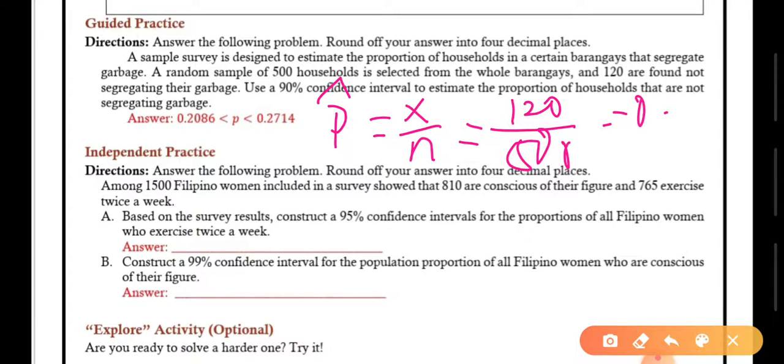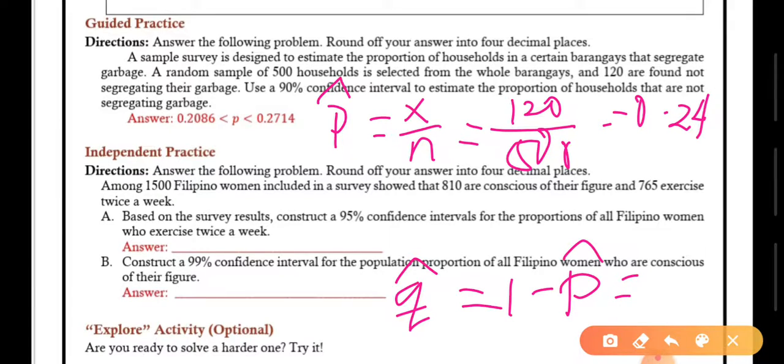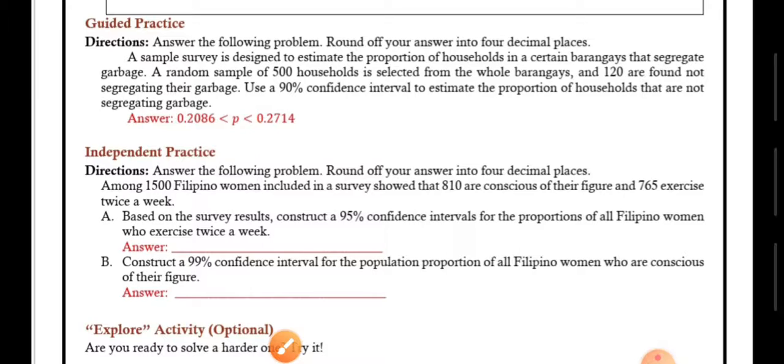Your answer is 0.24. Therefore, our Q hat, 1 minus P hat, is going to be 0.76. So remember, 0.24 and 0.76. Okay, so we have to look at the table. Our given is a 90% confidence interval, so we're going to make use of 1.645.